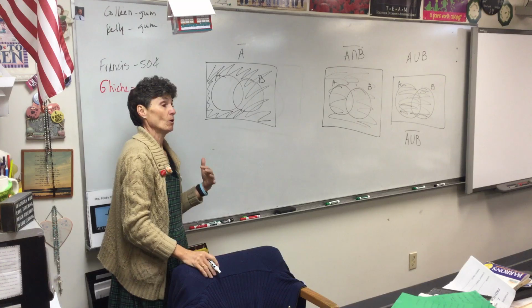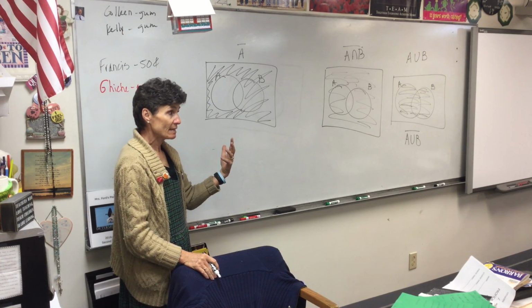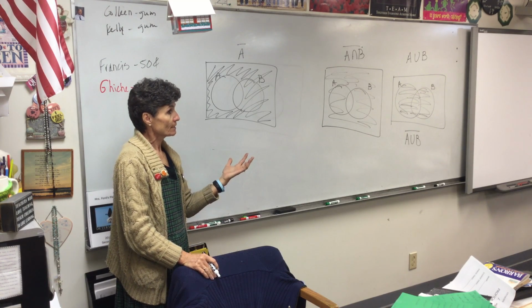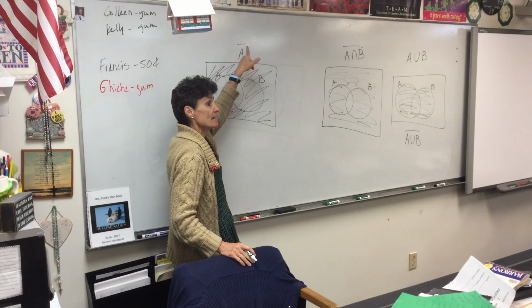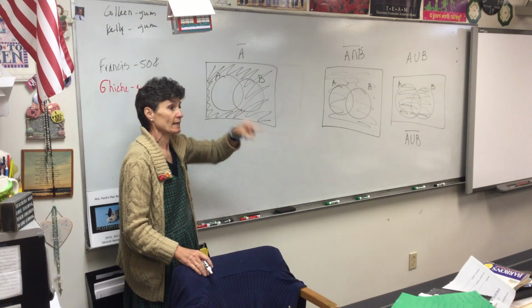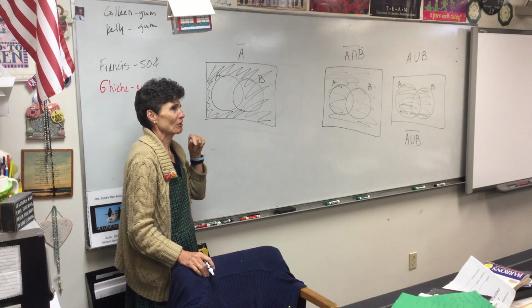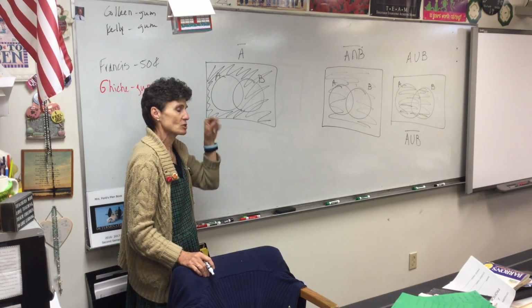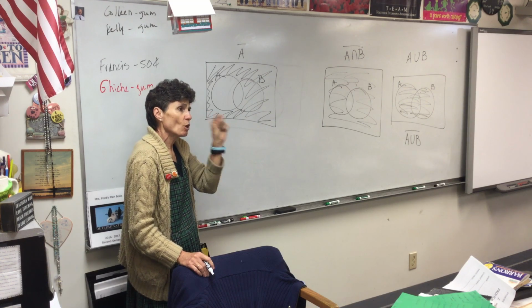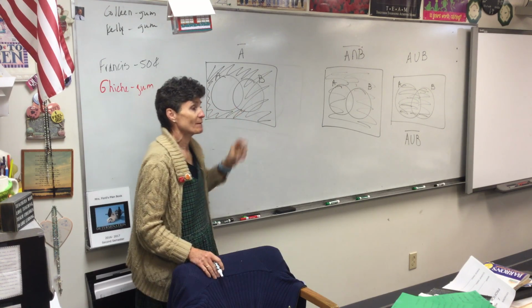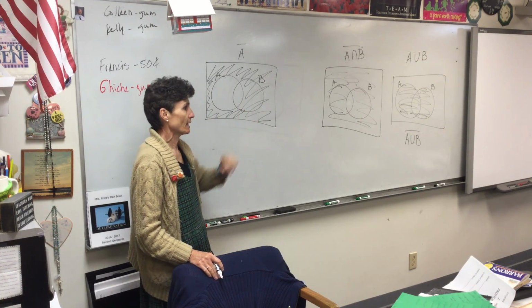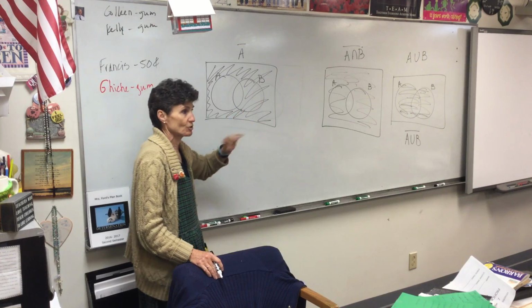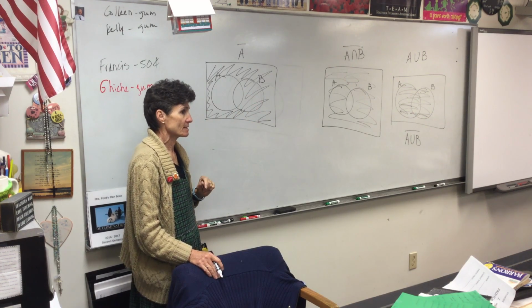Now, be careful. Is there part of B that also isn't colored? Yes, there has to be, because there's that overlap. And this says, if you're in A, you don't get counted. If A is everybody who likes M&Ms, then you are coloring in everybody who doesn't like M&Ms. Even if they like Snickers too, it doesn't matter. If they like M&Ms, they can't be colored.